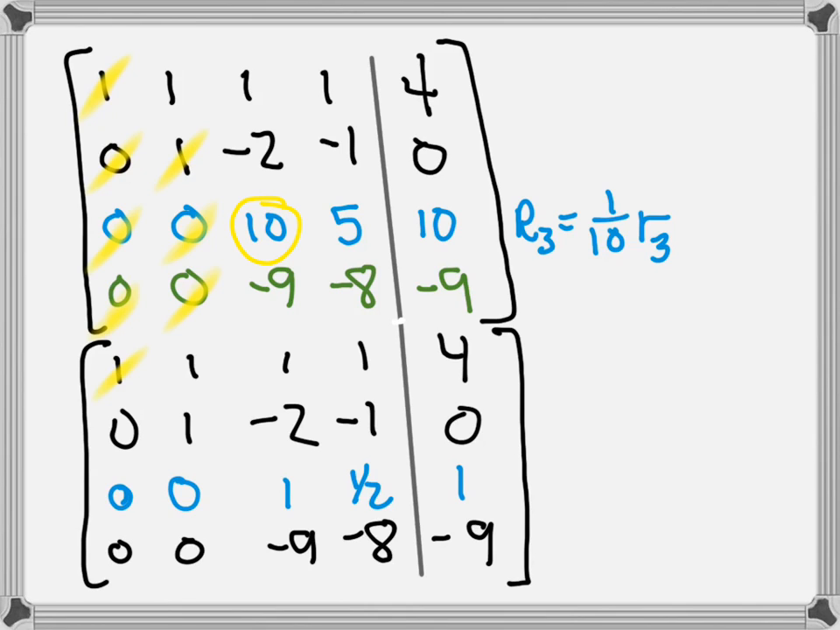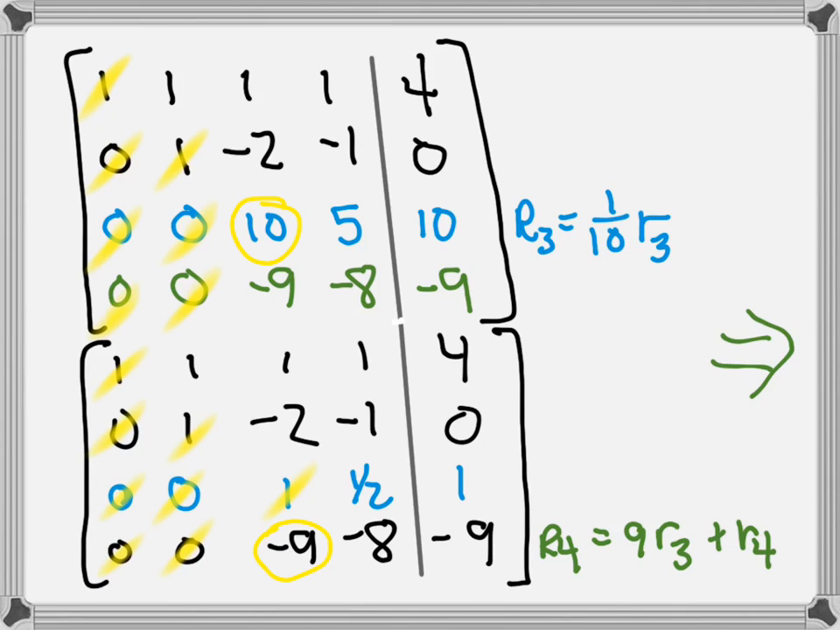And we can see that we have our 1 in the first row, first column, our 1 in the second row, second column, and our 1 in the third row, third column, and now our next goal is to turn this negative 9 into a 0. So to make the 0, we take the opposite of the number we want to turn into a 0. So the opposite of negative 9 is 9. Multiply it by the row that has the 1 that we just created, so row 3, and add it to our original row 4. So our new row 4 equals 9 times row 3 plus our old row 4. And we will show this on the next slide.